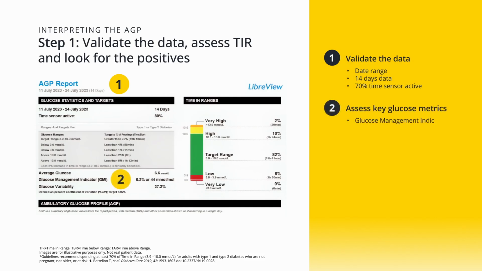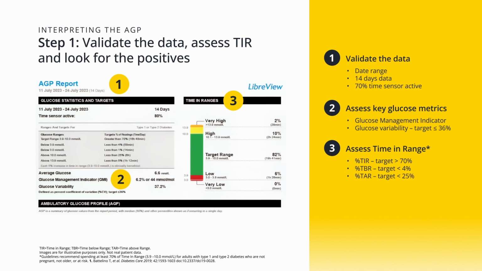Now look at metrics such as average glucose, glucose management indicator, and glucose variability, and check the patient's time in range. The current recommendation for most people with type 1 or type 2 diabetes is to aim for at least 70% time in range, recommended as 3.9 to 10 millimoles for most non-pregnant adults, with no more than 4% time below range, less than 3.9 millimoles per litre, and no more than 25% of time above range, more than 10 millimoles per litre.